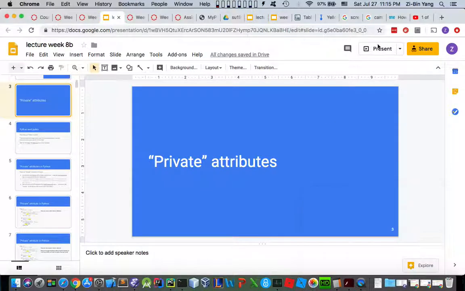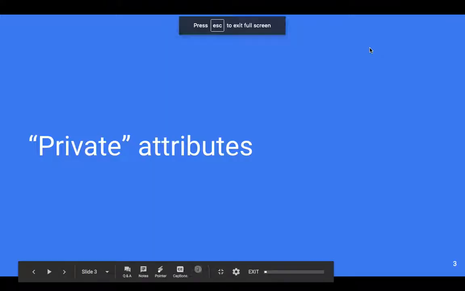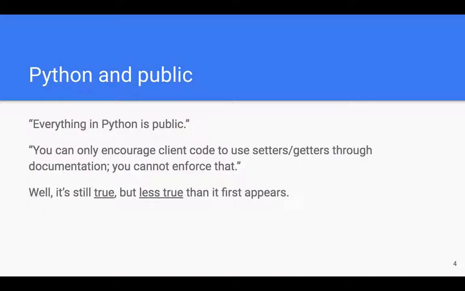Hello. So in this video, we'll talk a little bit about what it means to have private attributes in Python and lay the groundwork for Pythonic setters and getters. You've seen these statements before that everything in Python is public, that you can only really encourage client code, or the code outside of a class definition, to use the setters and getters. You really cannot enforce that.